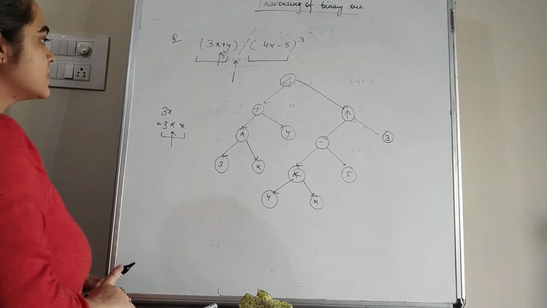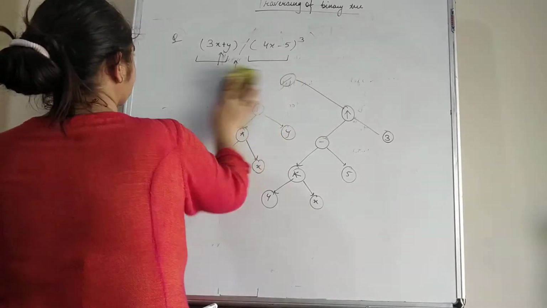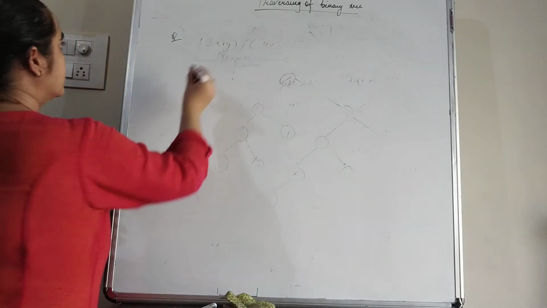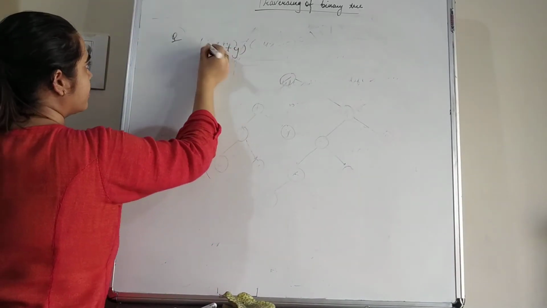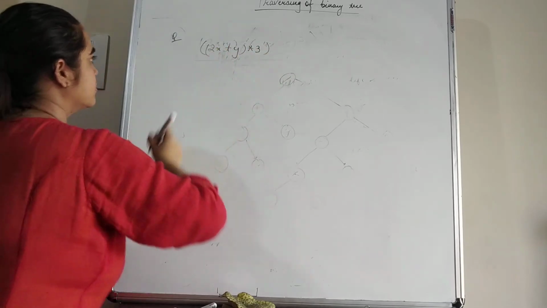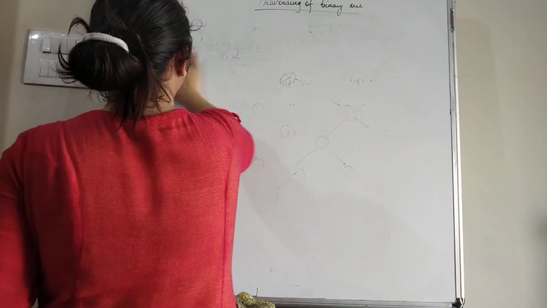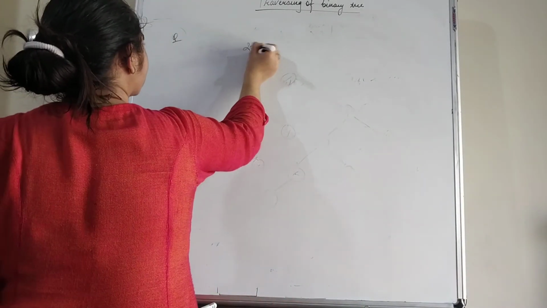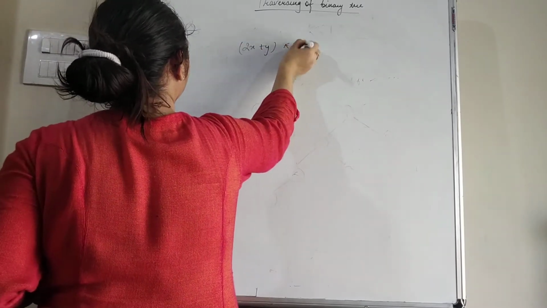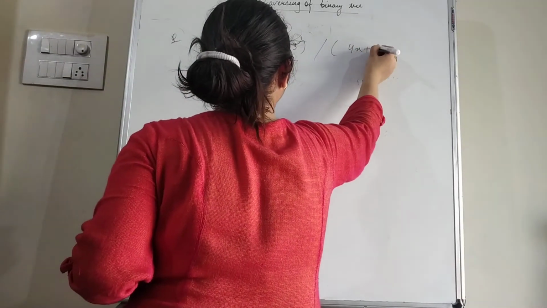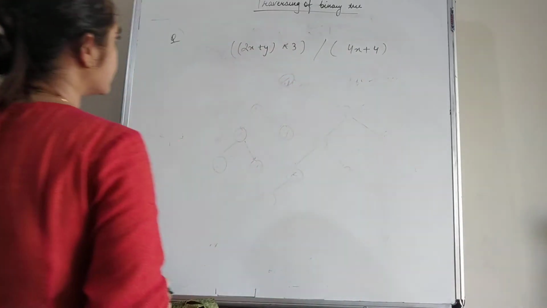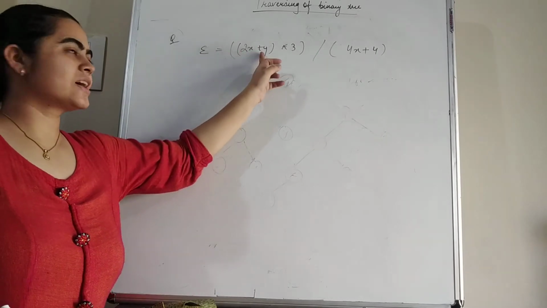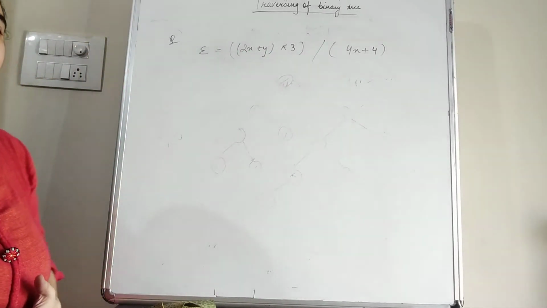Now students, we can see another example. Now second example, suppose we have 2x plus y multiply by 3 divided by 4x plus 4. Suppose this is the expression and this is equivalent to E. So the equation is E is equal to 2x plus y into 3 divided by 4x plus 4.